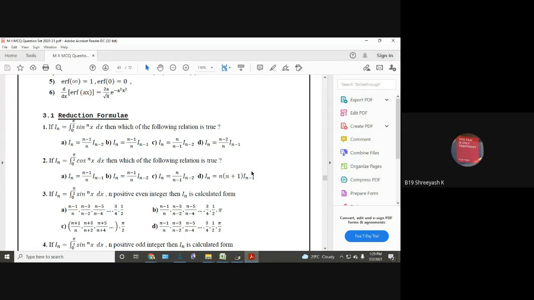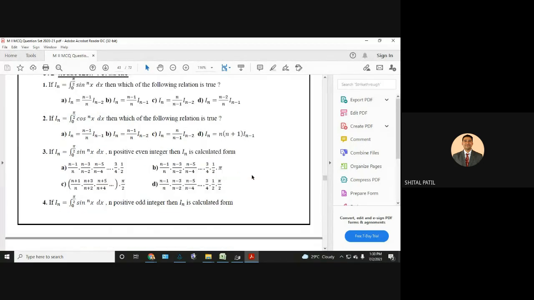Question number 3. Sorry, B option in second, in first A option, correct. Question number 3, integration from 0 to pi by 2 sin raised to n x dx when n is even integer. What is it? n minus 1, n minus 2, n minus 3 and so on until we get pi by 2. So D option is correct. Question number 3, D option.